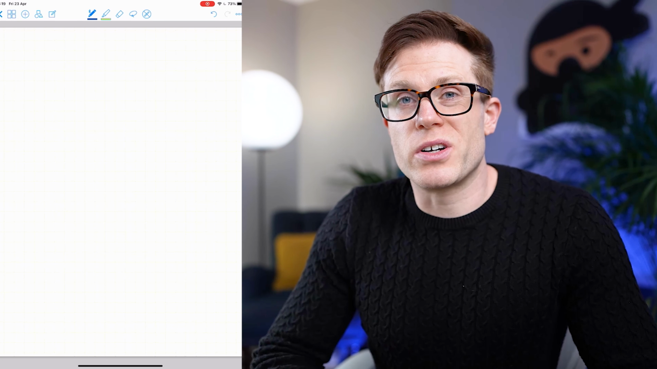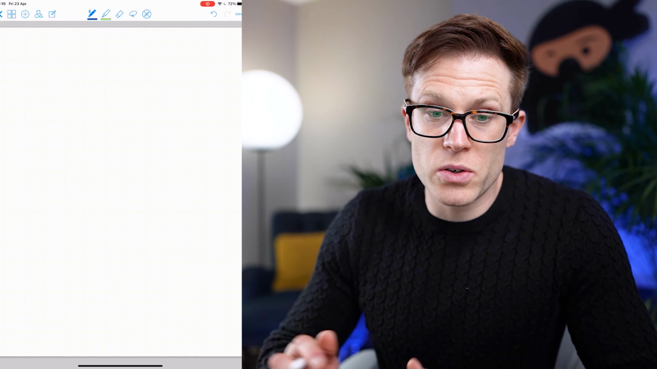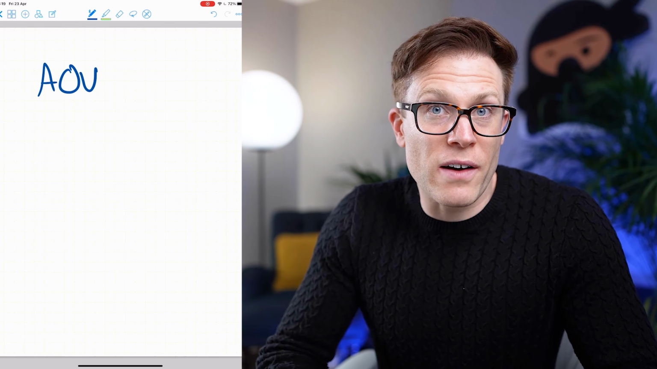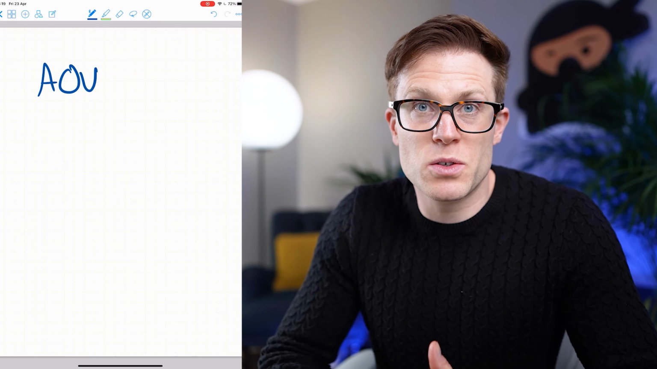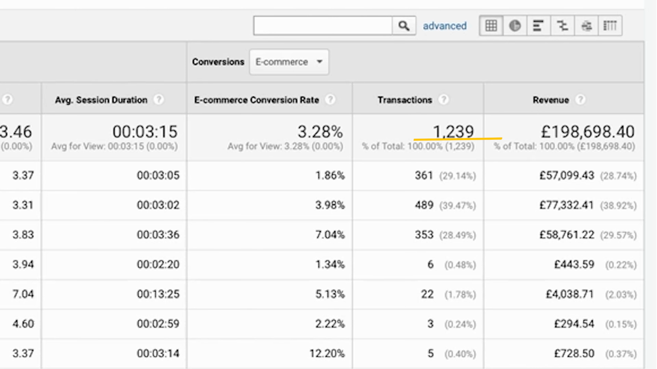Now, there's a couple of metrics that we want to have in mind before we start looking at marketing ROI. And those are, firstly, average order value, or AOV. This is on average how much somebody spends when they buy from us. So we can see in this example that these 1,200 sales have generated 200,000 approximately in revenue. So our average order value is 200k divided by 1,200 sales, which equals about £160 per order. So 160 is our average order value.